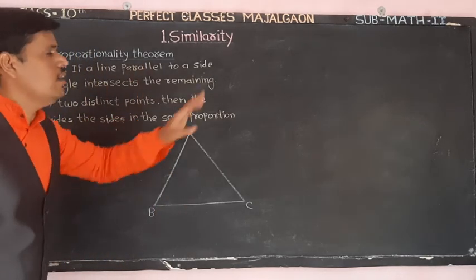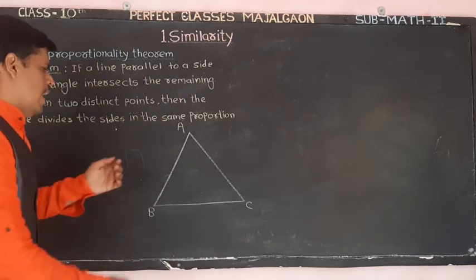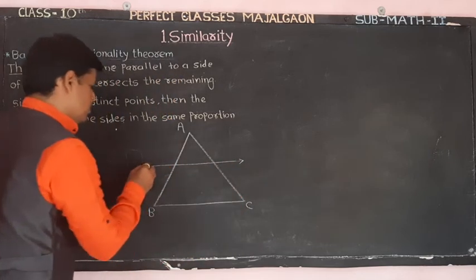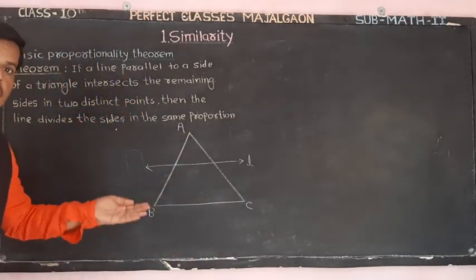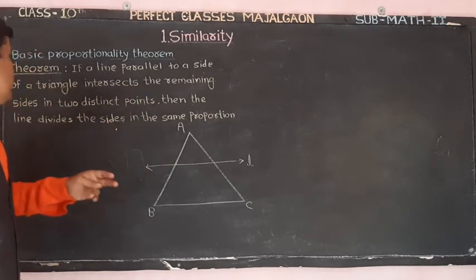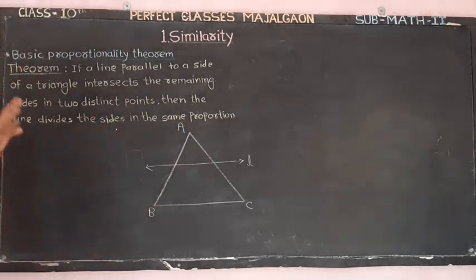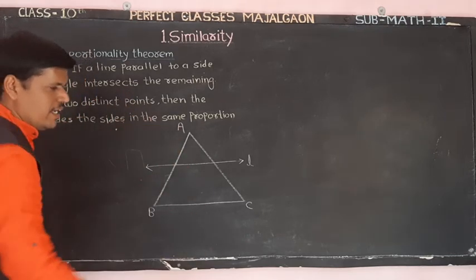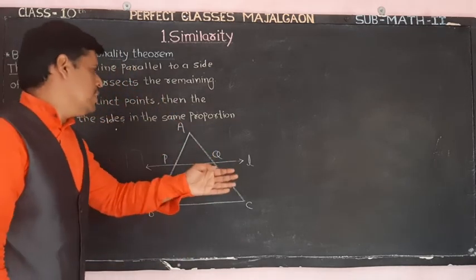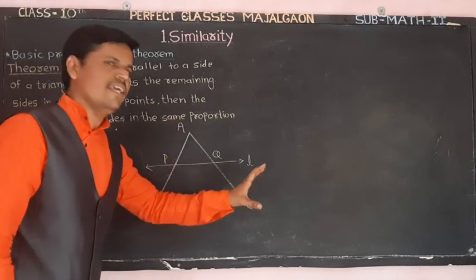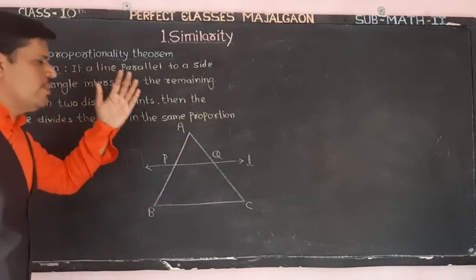Then we construct a line parallel to a side of the triangle. Here I construct a line L which is parallel to side BC. The line intersects the remaining two sides in two distinct points. Which are the two distinct points? This line intersects side AB and side AC at points we name P and Q. So line L intersects side AB at P and side AC at Q. From the given information, we construct the figure.